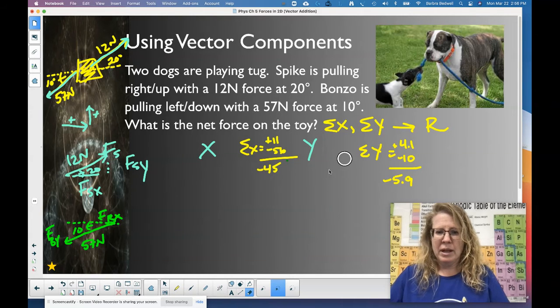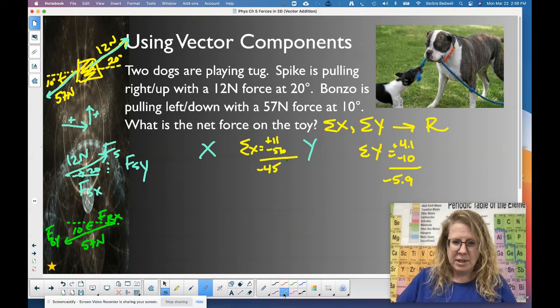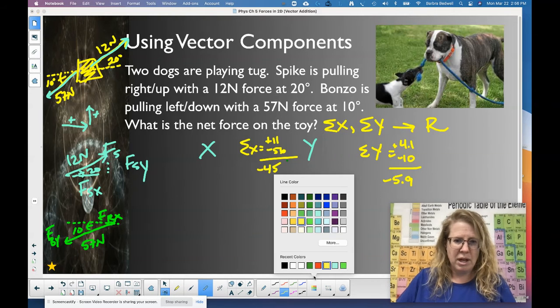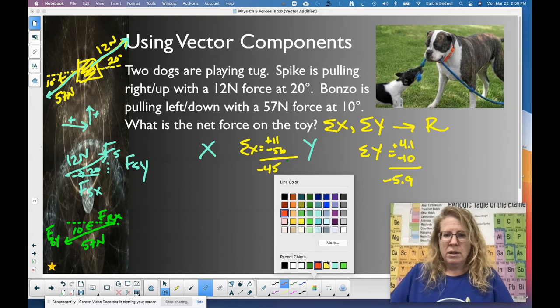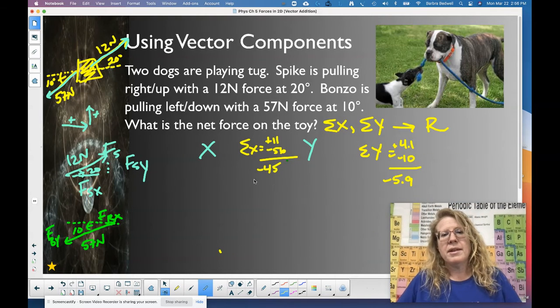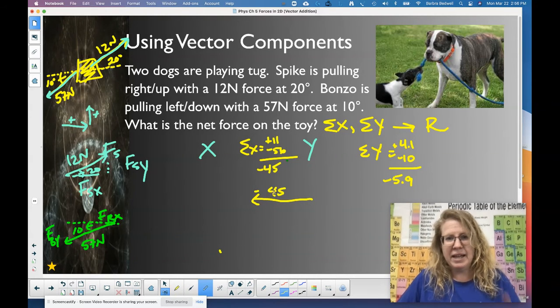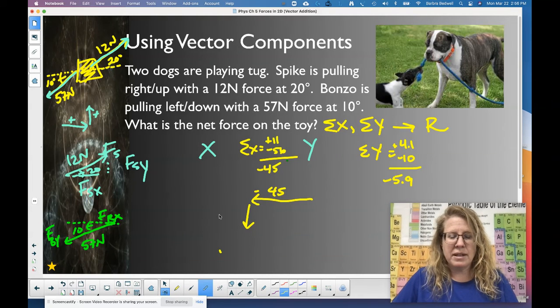Okay, so let's sketch a result and see if we can figure out what direction this thing is going. I'm going to use my nuclear green color. Now I'm going to use a nuclear, what color should I use? Red? Sure, why not? Use yellow. Okay, so what does this mean? So the sum of our x's is negative 45. Again, negative means to the left. And it's down 6, negative 5.9.